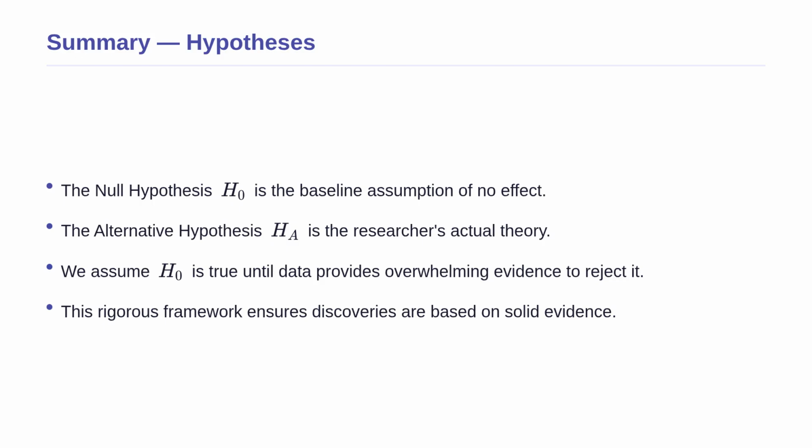We have covered a lot of ground today, so let us review the key takeaways. First, the null hypothesis is always our skeptical starting point, assuming no effect or no relationship exists. Second, the alternative hypothesis represents the actual theory we are trying to prove, claiming a meaningful difference truly exists in the population. Third, we must always assume the null is true until our data proves otherwise.